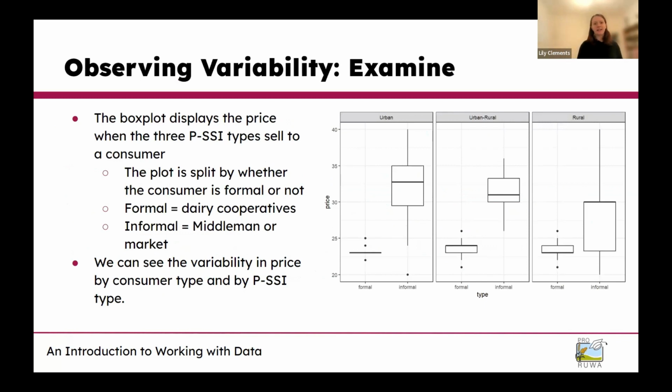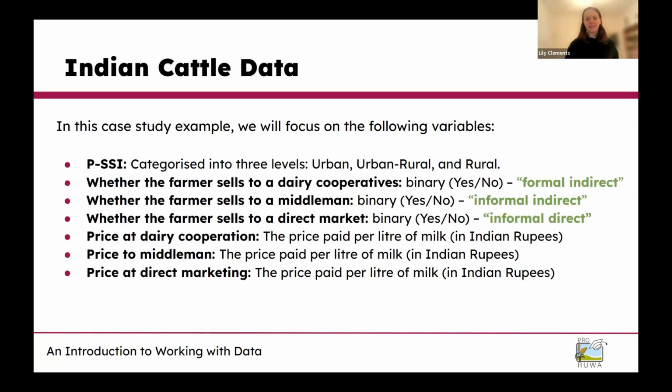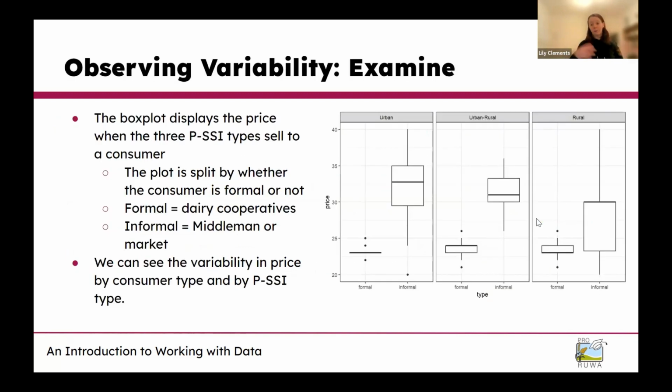So we're going to observe variability first, and one fantastic way to do this is by looking at box plots. Here we're looking at our box plots of the price paid per litre of milk in Indian rupees to our 3 different places. But we've split it by whether it's formal or informal. We chose this because that's what they did in the paper, and we're just trying to look at how they came to that conclusion in the paper.